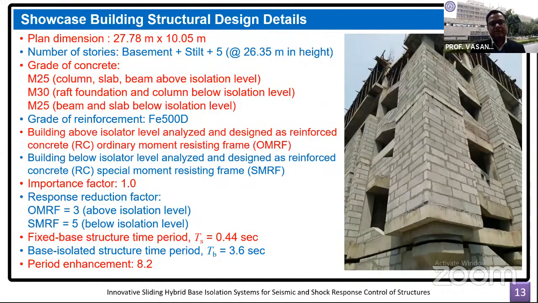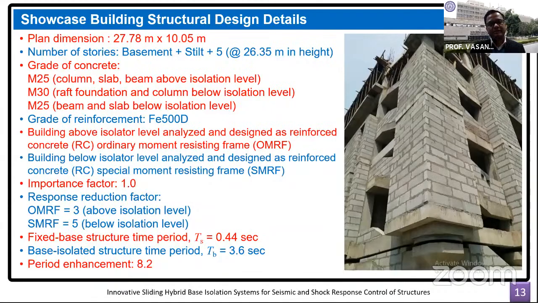Having said this, it is still recommended that the response reduction factor, particularly above the isolation system, can be in the range of 1 to 2. And the new isolation code in India will have some discussion on this part. If it is 1, then the superstructure would be mainly designed in the elastic range. And if it goes up to 2, then some non-linearity is expected.